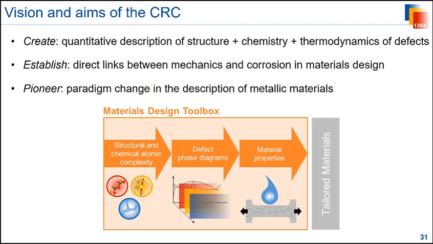The aim of this CRC is to create a new and a quantitative description of the local structure, chemistry, and thermodynamics of defects that govern macroscopic material properties and that allow us to establish a direct link between the mechanics and corrosions in materials design. We believe that this will lead to a paradigm change in the description of metallic materials, and we want to be the pioneers that bring across this paradigm change by creating a new and a powerful new materials design box.